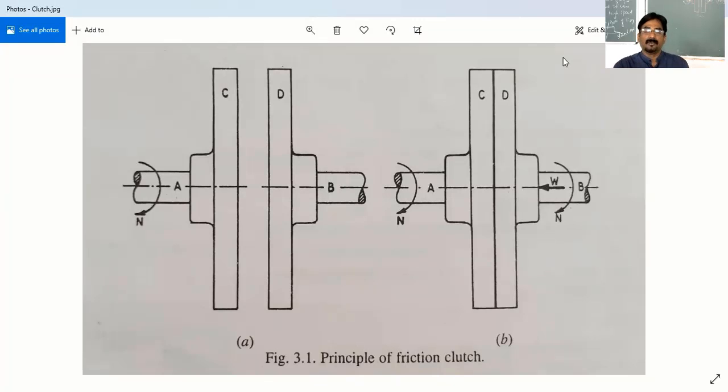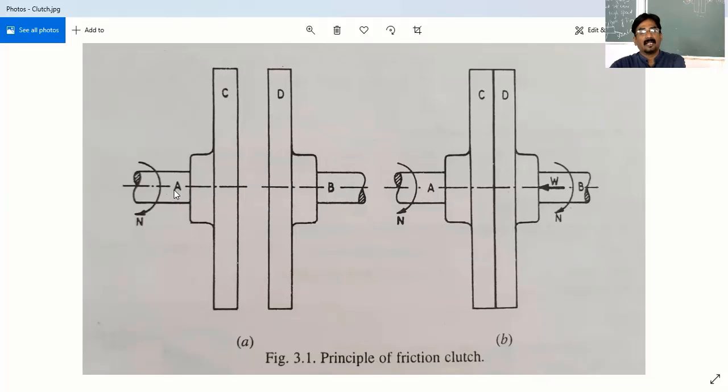For this purpose, some unit is used. That unit is nothing but a clutch. For example, look at this picture here. It shows the principle of the clutch. This is the shaft A, and this one is shaft B. The shaft A is coupled with the disc C, and shaft B is also coupled with the disc D.